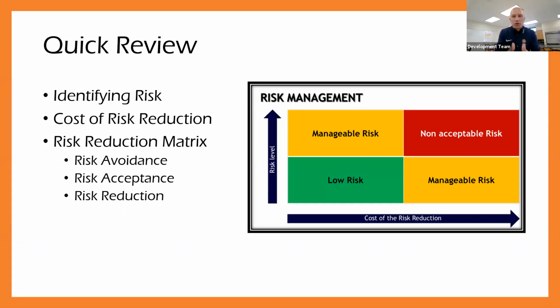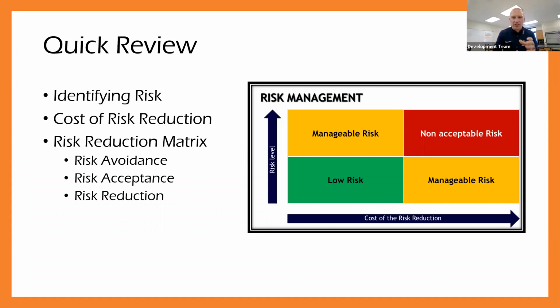Once we've identified risk, the second thing we have to look at is what's called the cost of risk reduction. The cost isn't so much that it costs money to reduce the risk, though it certainly could. More or less, it's what do you have to give up in order to reduce the risk? Because if you're going to reduce or eliminate the risk to some extent, you have to give up something to make that happen. And is it possible to do that?